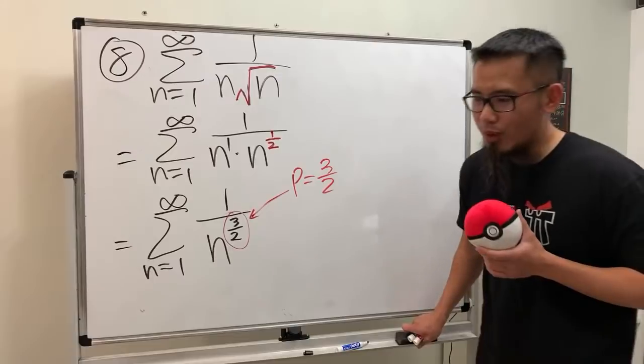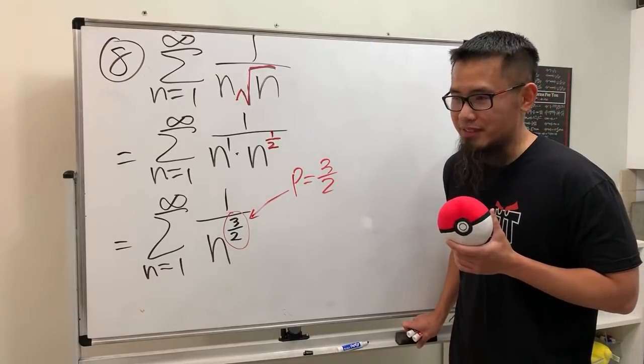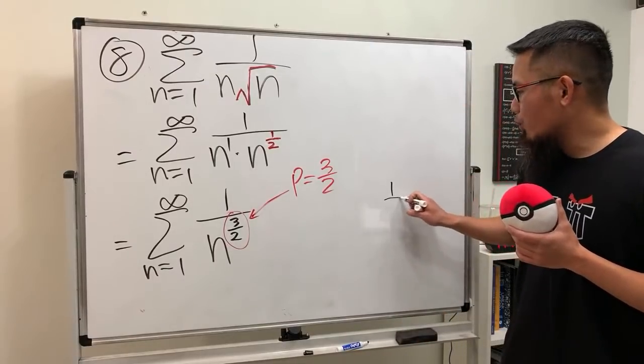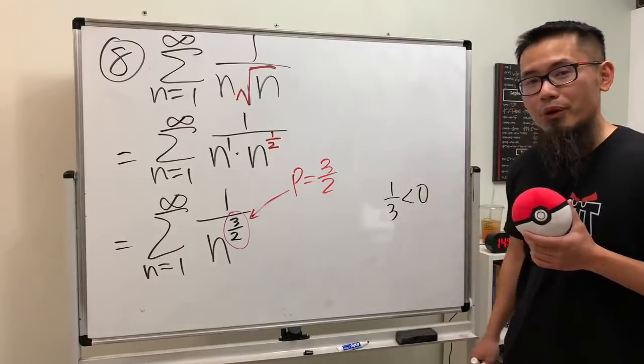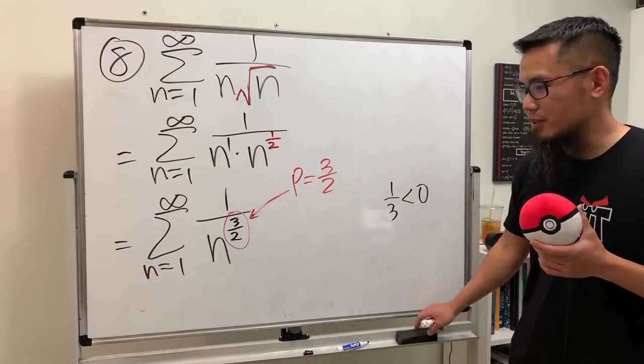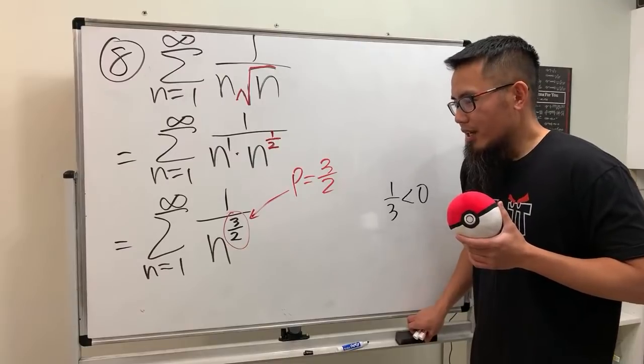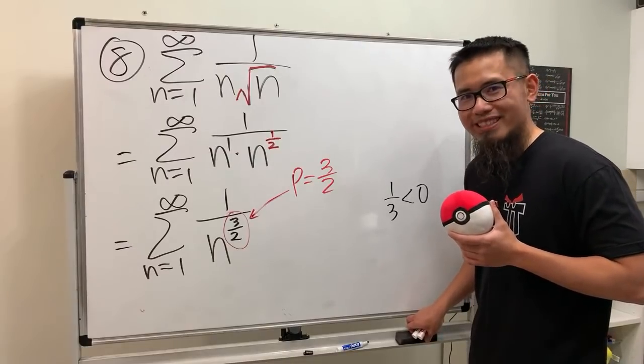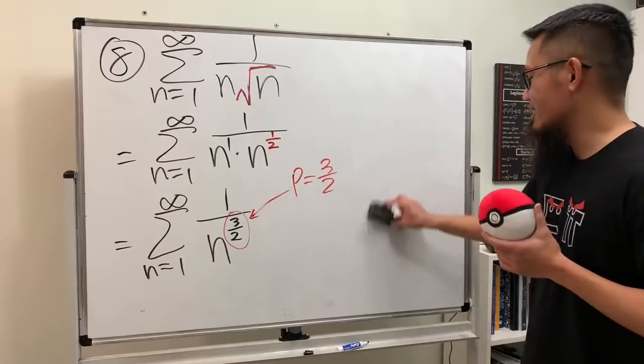For the people who have watched my 100 series video, you guys have seen that before. I said 1 over 3 is less than 0 one time before. But that was when I was doing the series for like 4 or 5 hours straight. So I make this kind of mistake.